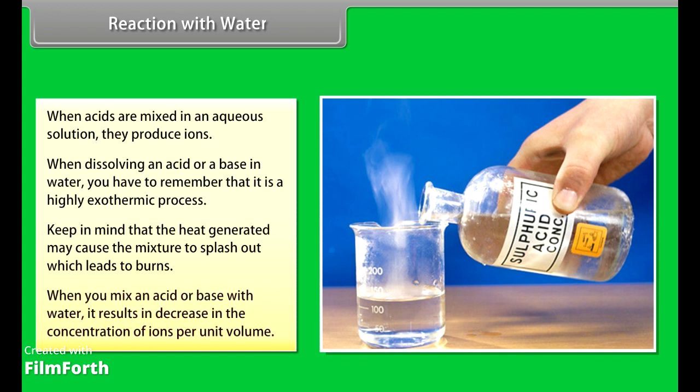When you mix an acid or base with water, it results in a decrease in the concentration of ions per unit volume. This process is called dilution, and you get diluted acid or base.